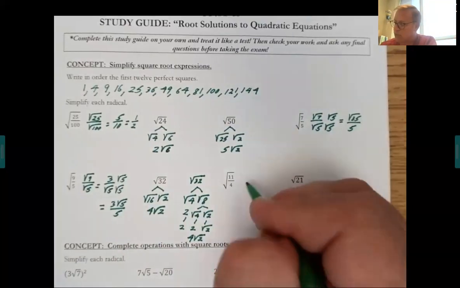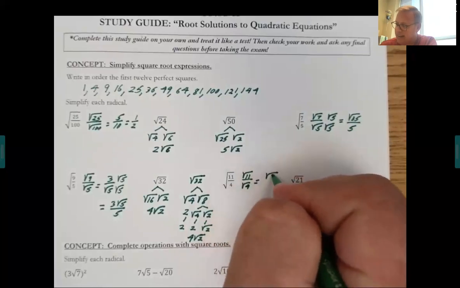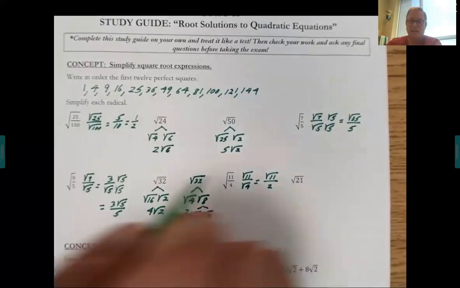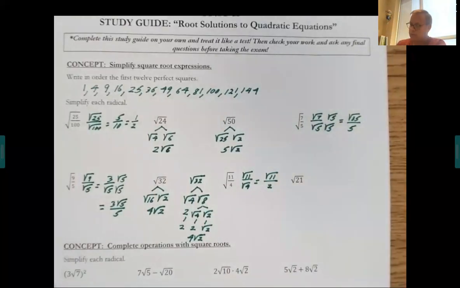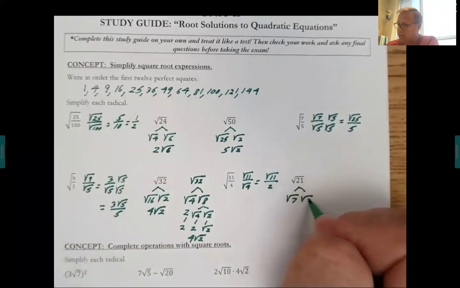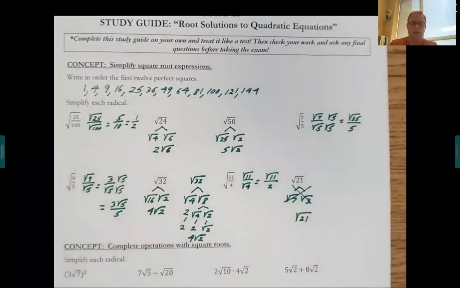How about the next one, the square root of 11 and the square root of 4? Aha. We don't know the square root of 11, but we do know the square root of 4, and it's 2 again, and that's in the denominator, and we're good with that. The square root of 21, yeah, you can break it down to the square root of 7 and 3, but guess what? Not perfect squares, so this one does not simplify, so we write the square root of 21, and we are done with that little section, everybody.